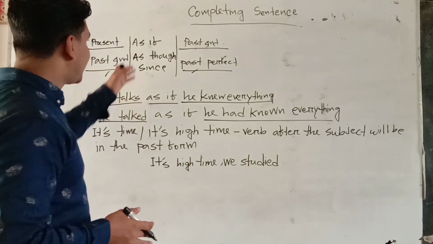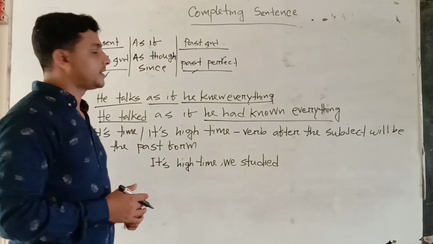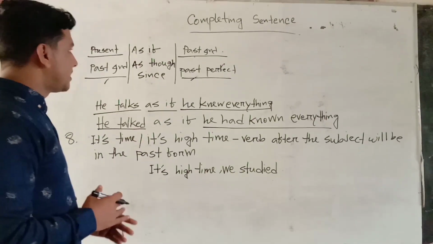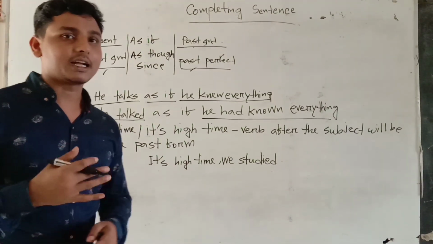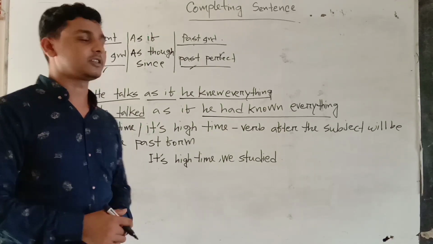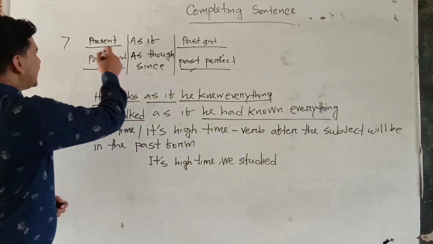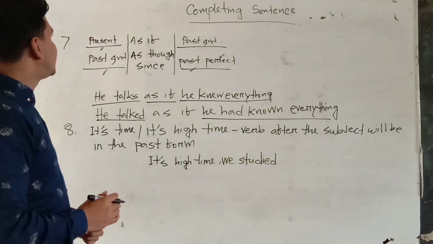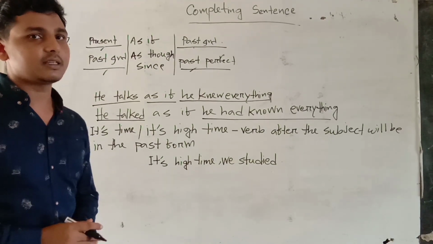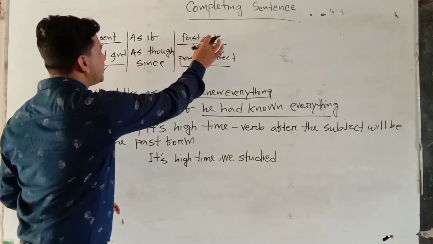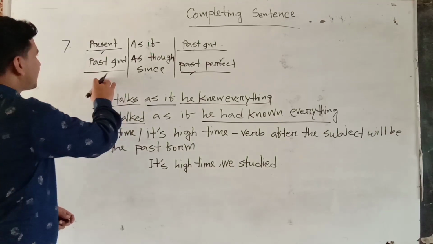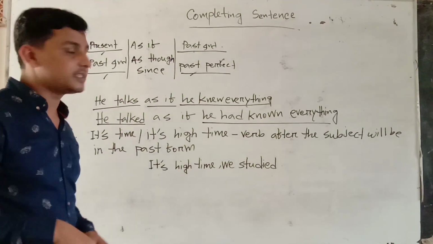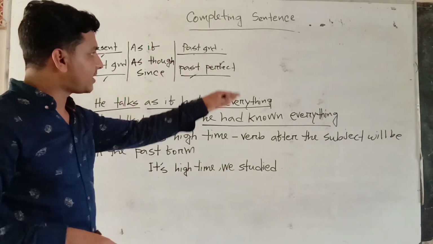I will talk about as if, as though, and since. They are connectors. Before them there will be a clause, and after them there will be another clause. In that case, we'll notice the first clause. If it is in the present tense, the other clause will be in the past indefinite tense. If the first clause is in the past indefinite tense, the other clause will be in the past perfect tense.